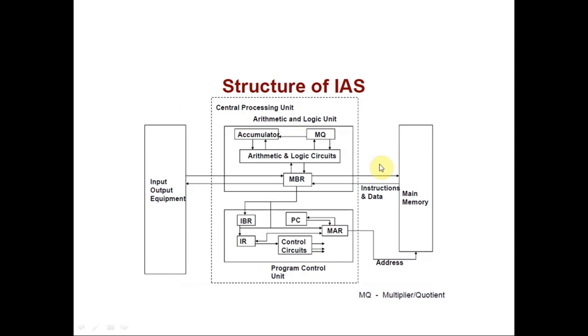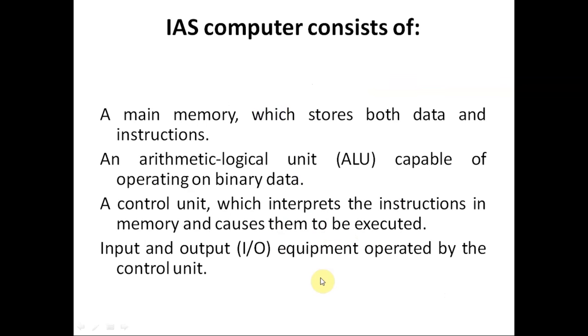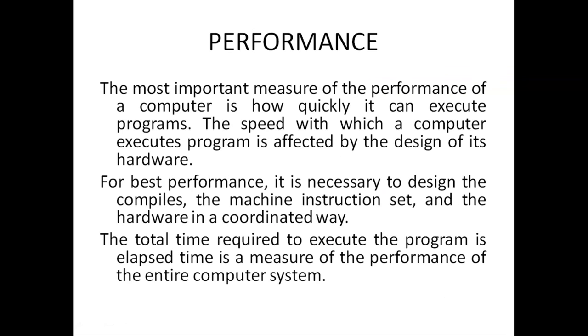Then coming to the structure of the IAS, you can see it here. On the left hand side is the input output equipment, the right hand side is the main memory, and we have the various buses, the data bus and instruction bus, and the control unit. In the arithmetic logic unit, you have the accumulator, MQ, arithmetic and logic circuits, MBR (memory buffer register), then IBR, IR, the instruction register, program counter, memory address register, and the control circuits. All things are there. You can find them one by one. Then the IAS computer, I already told you.